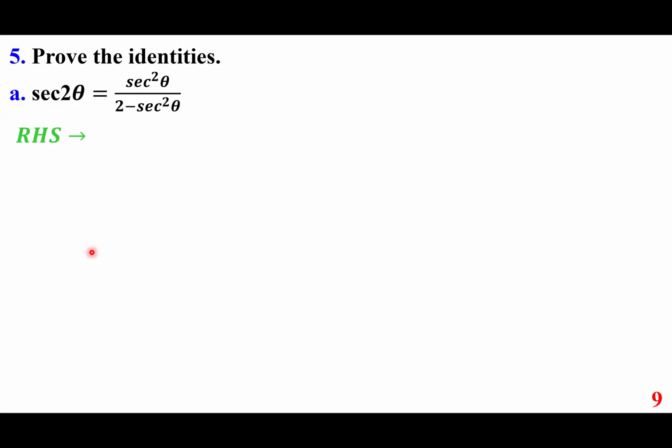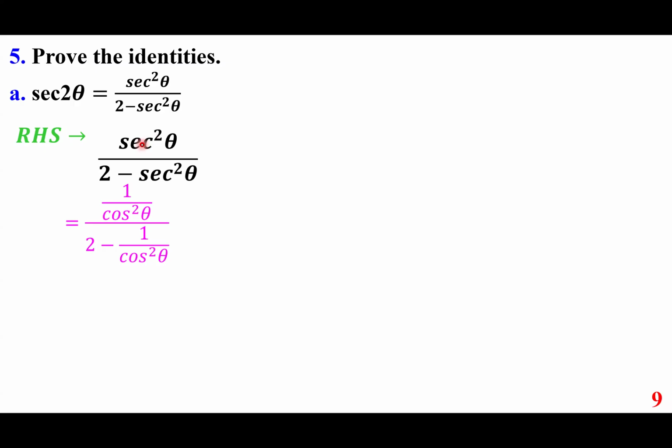Clearly, the right-hand side, RHS, is more complicated. And a good practice is to go with sine and cosine if secant, cosecant, tangent, and cotangent are involved. So secant is 1 over cosine. So this is 1 over cosine squared. So clearly we are dealing with a complex fraction. And to deal with a complex fraction, you are going to multiply both sides by LCD. And obviously, this is cosine squared, this is cosine squared. We're going to multiply everything by cosine squared.